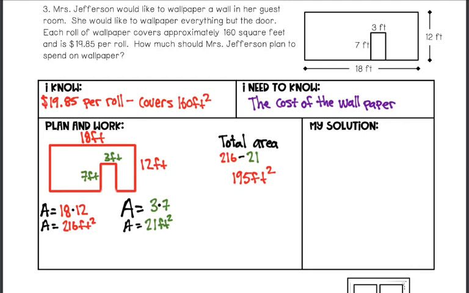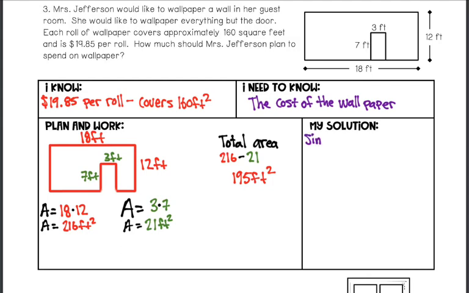At first glance, we would think that's the answer, but if we go back to what we need to know, it says the cost of the wallpaper. I need to cover 195 square feet. Well, in what we know, it covers 160 per one roll. Well, that's larger than 160, but it's less than double that. So I'm going to need 2 rolls of wallpaper because that'll cover this amount here.